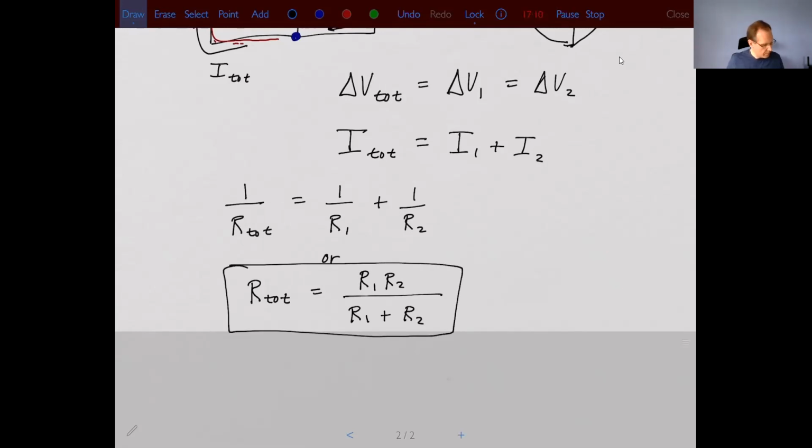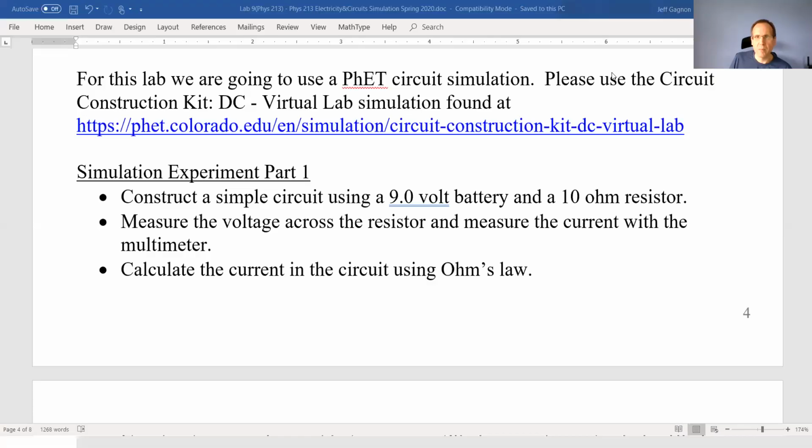Okay, so again, this experiment is going to be done using a simulation, because obviously we can't build circuits at home, so we're going to use the simulation. The simulations are really, really well done, so I think this will be really good. So let me show you that next. Okay, so actually, before I do that, let's look at the handout again, at your lab handout.